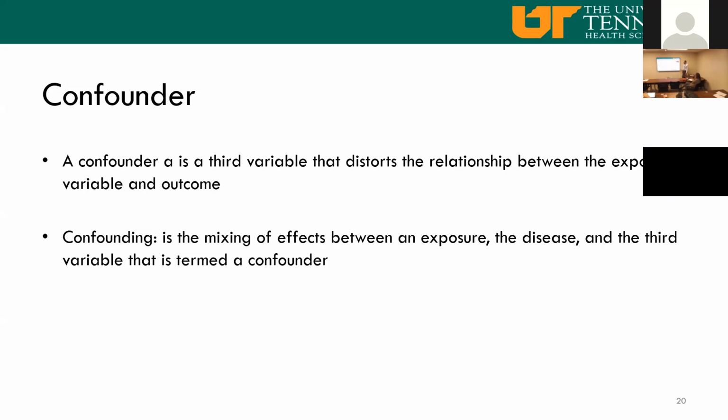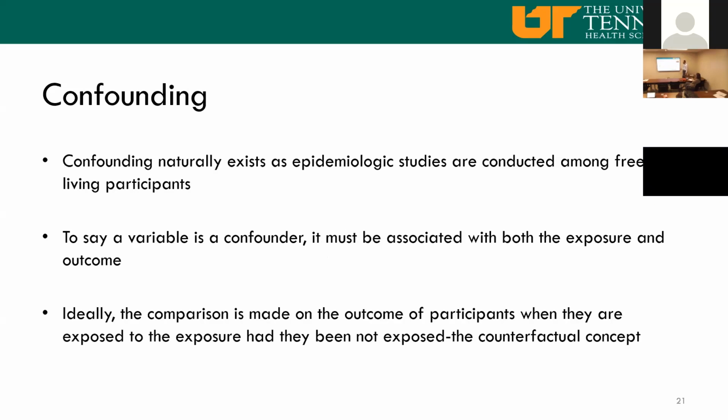Confounding is the mixing of effects between the exposure and the outcome of the disease, and a third variable that is termed the confounder. It naturally exists in epidemiological studies and clinical studies conducted among free living participants. To say a variable is a confounder, it has to be associated with the exposure and the outcome.